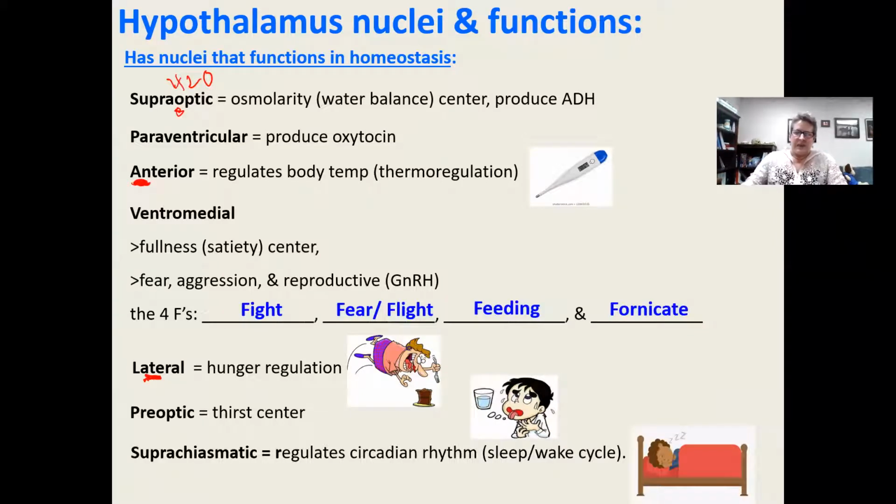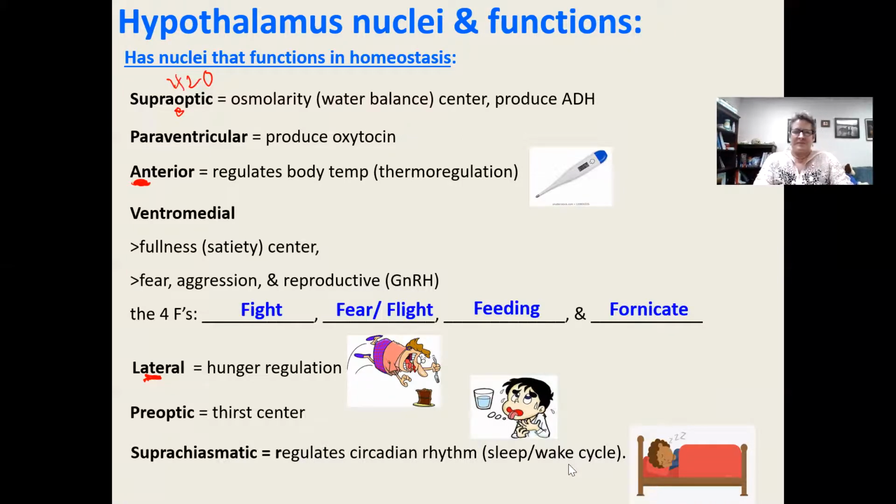And lastly, your suprachiasmatic nucleus is your body's sense of day and night. It's your circadian rhythm, all right? And that's really going to involve melatonin secretion from your pineal gland. All right, so that's 3, 4, 5, 6, 7 nuclei that you'll want to know.